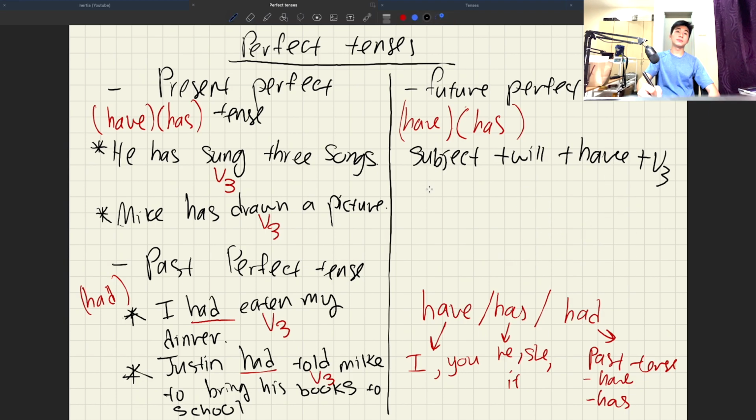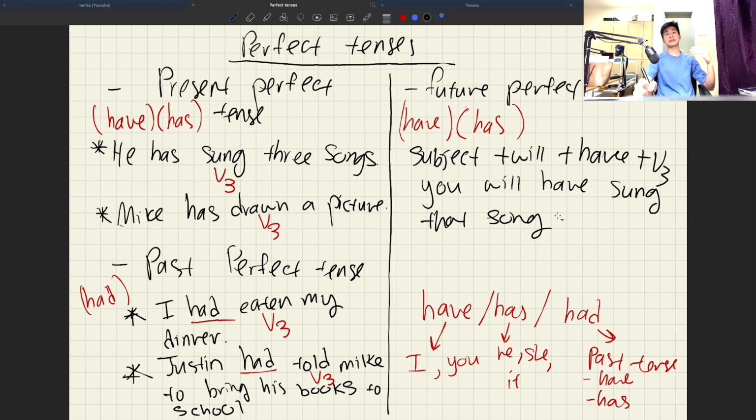Let's try you, right? You will have sung that song. Okay? You will have sung that song. So sung, which is the third form of the verb. So have serves here as a verb and will serves here as an auxiliary verb.